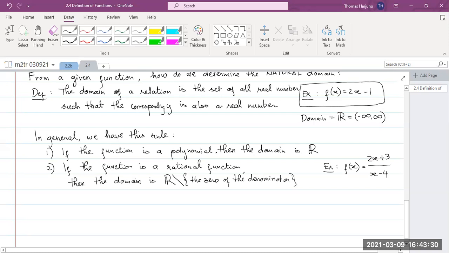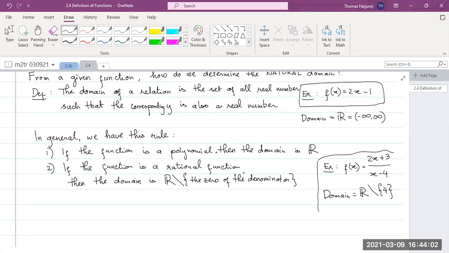When we say the zero of the denominator, it is the value x that makes the denominator equal to 0. So in this little example here, the domain will be all real numbers except 4. Now, why do we need to exclude 4? Because when you plug 4 into the x in the denominator, it becomes 0. That's what we meant by the zero of the denominator.